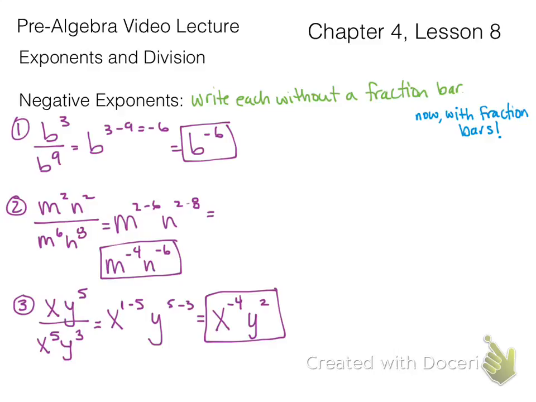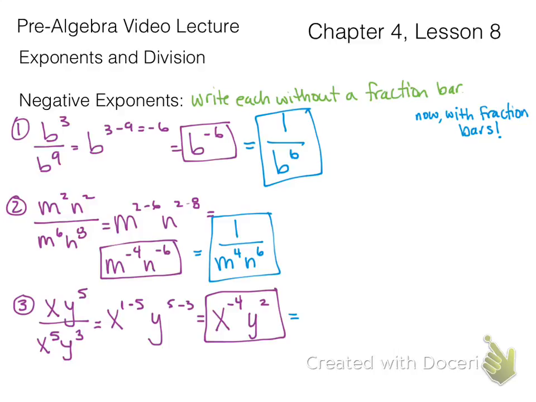So back to number 1. We have b to the negative 6. Now let's write that with a fraction bar. The negative 6 is going to make the b drop down underneath the fraction bar, and since we have nothing on top, we have to have a numerator. So it's going to be 1 over b to the positive 6th. Okay? For the second one, both the negative 4 and the negative 6 are going to drop the m and the n underneath the fraction bar. And remember, since there was nothing on top, we need to leave a numerator of 1.